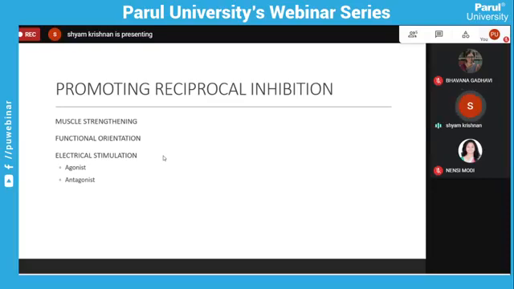As I told you, reciprocal inhibition is absent in a condition where there is spasticity. For example, when you try to flex a spastic upper limb, the elbow does not flex because there is no relaxation of the extensors. So there is a lack of reciprocal inhibition. What are the ways to promote reciprocal inhibition?